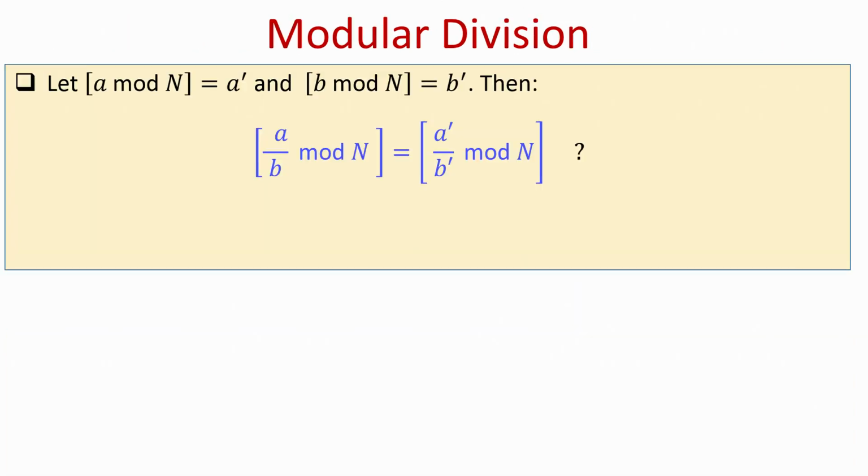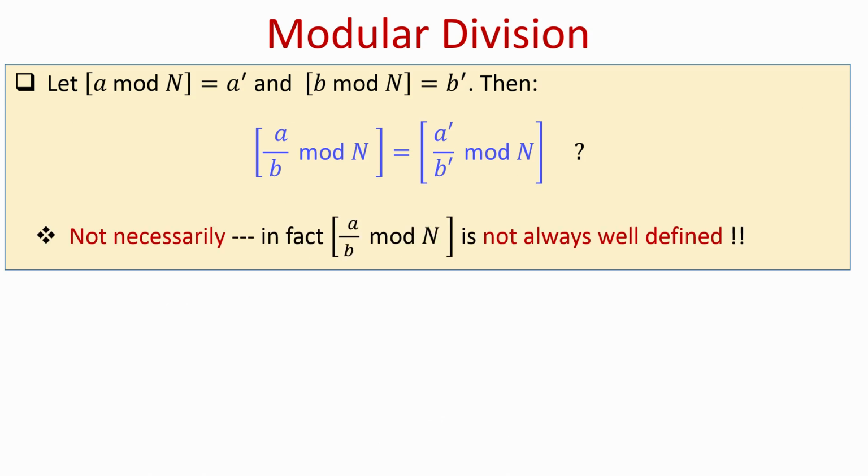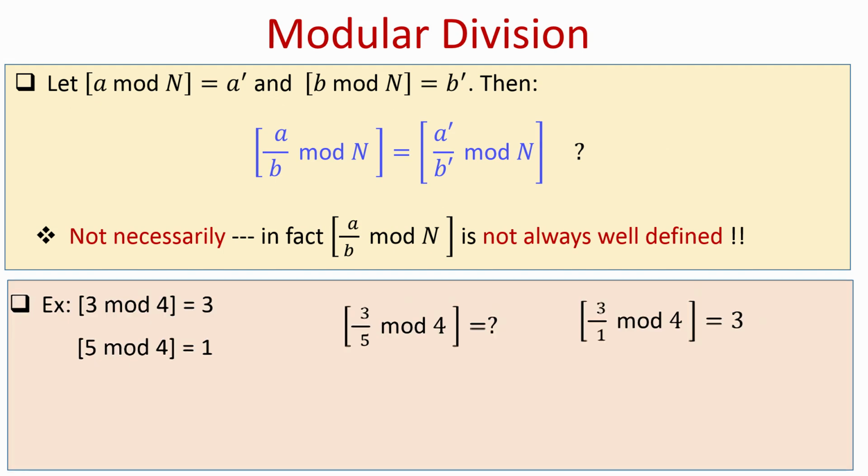What about modular division? So, the question is, can we say the following: imagine a modulo n is a prime and b modulo n is b prime, then can we say that a divided by b modulo n will be the same as a prime divided by b prime modulo n? The answer is no, because in fact it turns out that the operation a divided by b modulo n is not at all well defined.